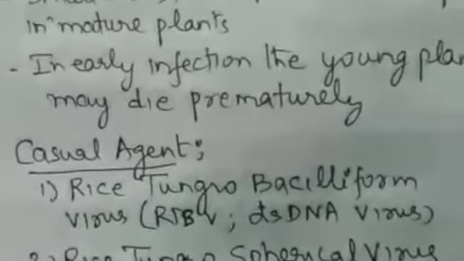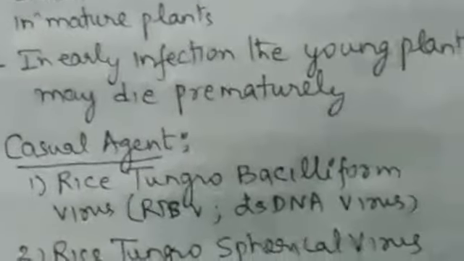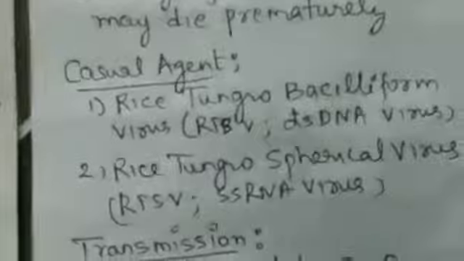Welcome back everybody, and the next disease is the Tungro disease of rice. Tungro disease of rice is basically a very important disease. The symptoms show mottling. What is mottling? As I told you, in viruses we have mosaic.